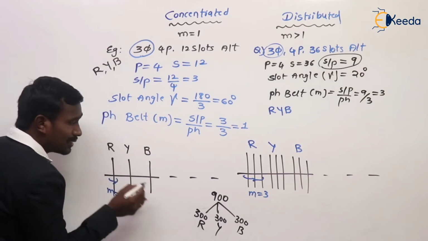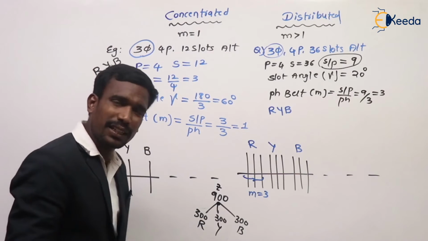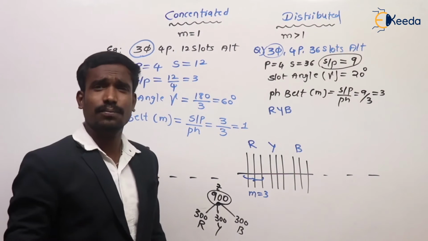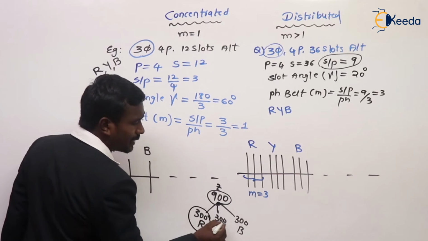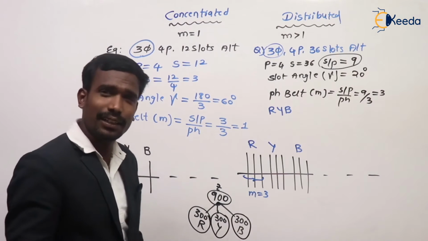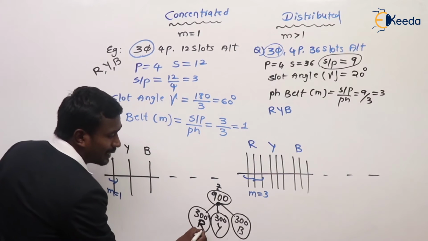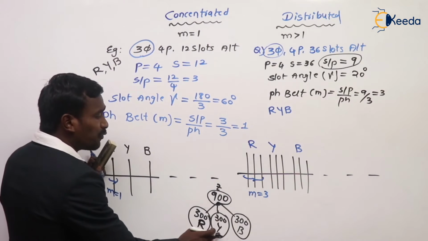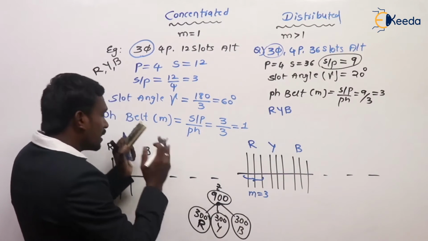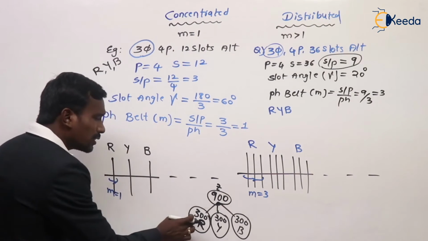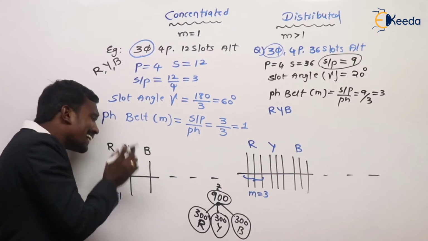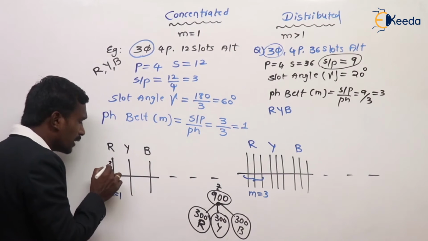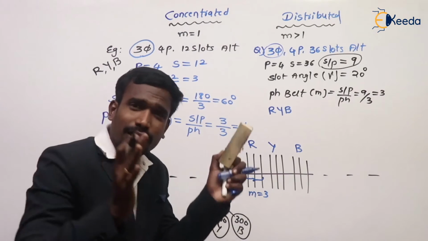Now, for example, consider the number of conductors: 900 conductors, or 900 turns, whatever. In those 900 conductors, R phase has 300 conductors, Y phase has 300 conductors, B phase has 300 conductors. These 300 conductors of R phase are placed in one slot. These 300 conductors of Y phase are placed in one slot. These 300 conductors of B phase are placed in one slot. Nothing but the total winding is concentrated in one slot. In this slot, I have 300 conductors. The total number of conductors are concentrated.